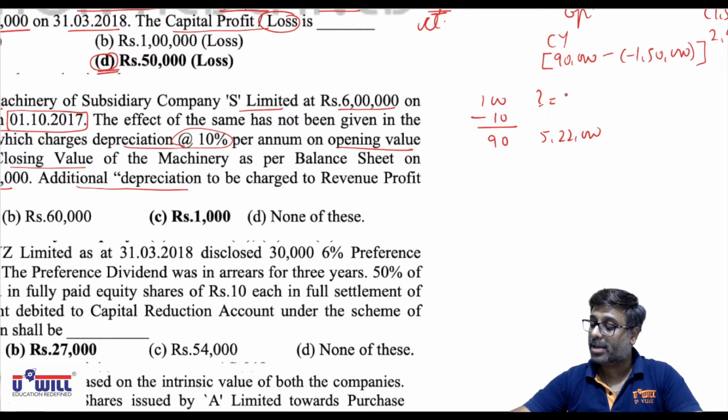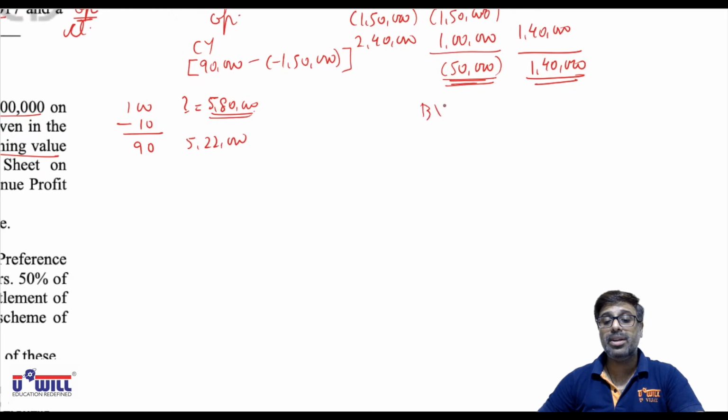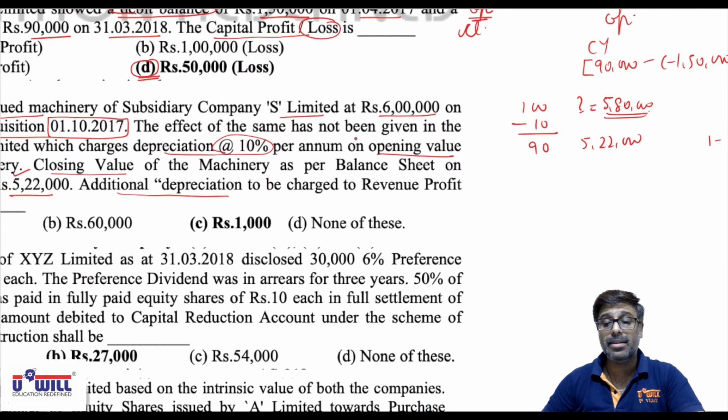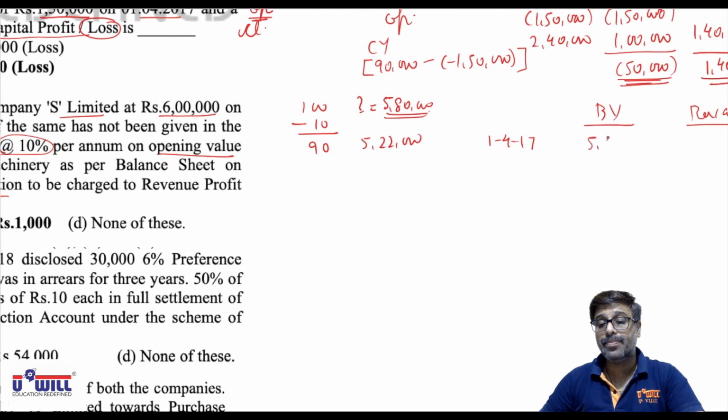5,22,000 into 100 divided by 90. 5,80,000 would be the value in the beginning of the year. Okay. Now we make that workings, book value, revaluation and effects. Very first we start with opening value on 1/4/17, beginning of the year. That we got as 5,80,000.